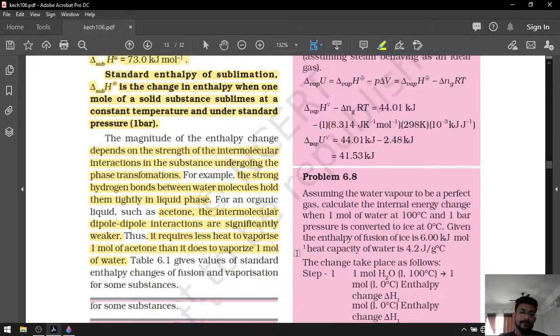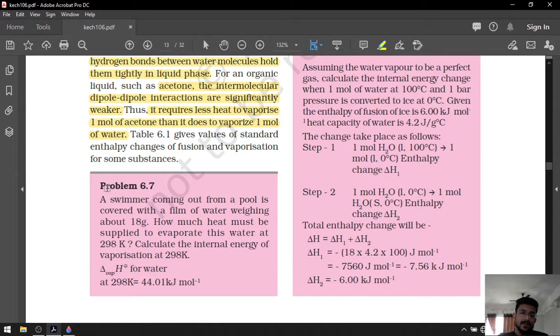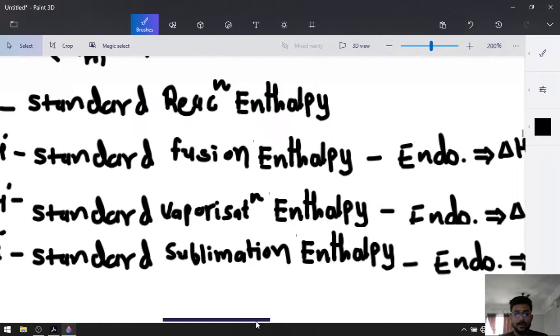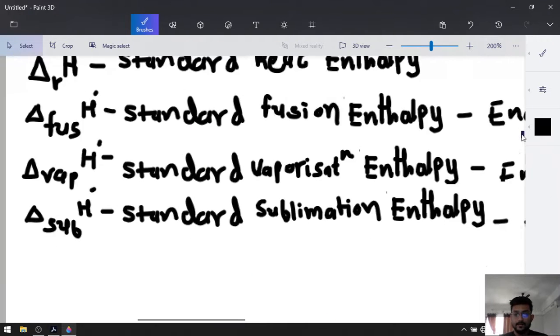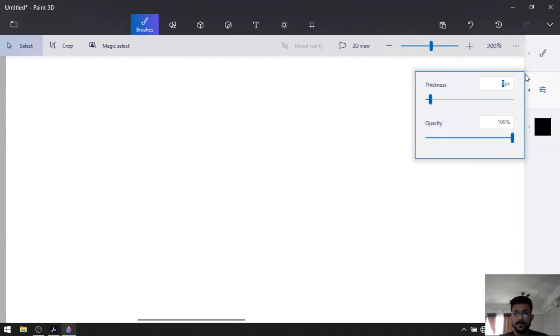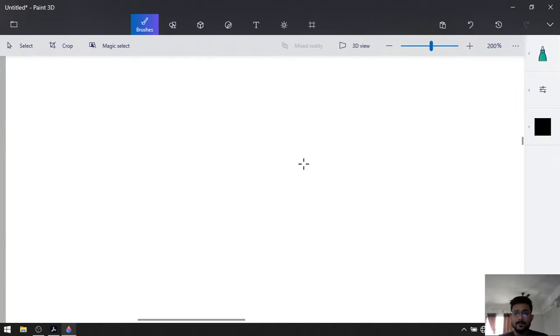After that, they have given us a problem and we are going to solve it. Okay, so let's start the solution. Problem number 6.9, which is not related to the enthalpies. Okay, 6.7.